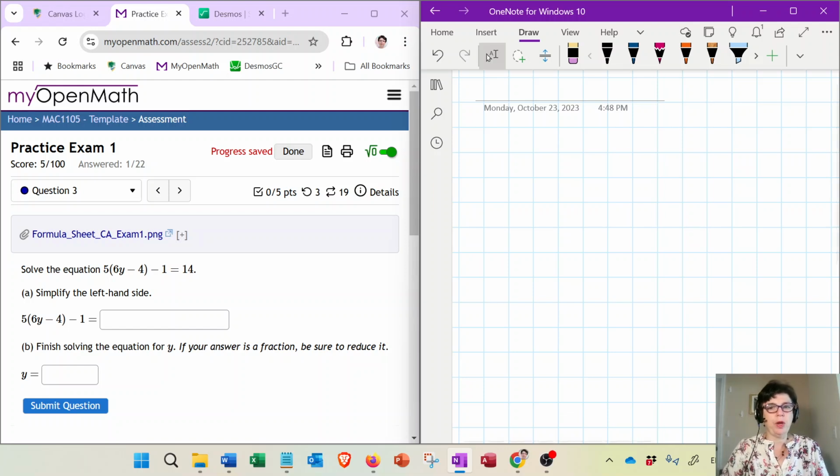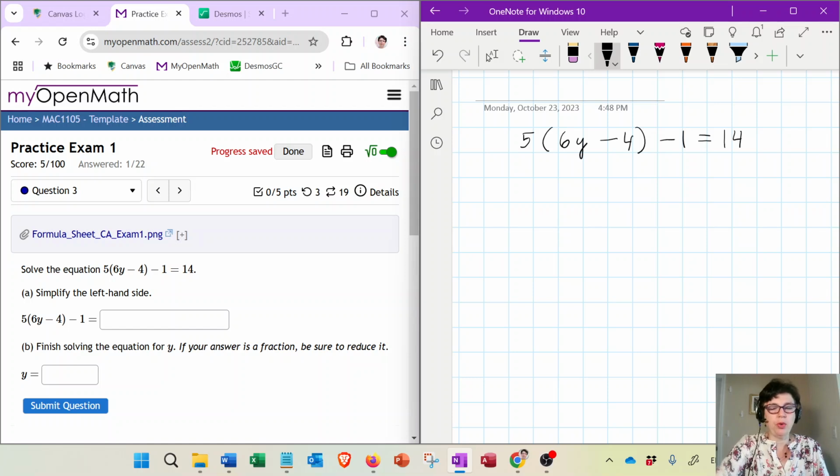In this video, we are going to solve a linear equation. This equation does have several properties that we will have to use. So let me write it down. So this is 5 times (6y minus 4) subtract 1 equals 14.